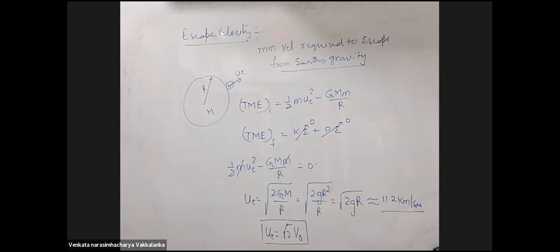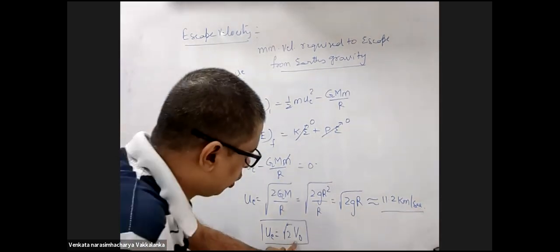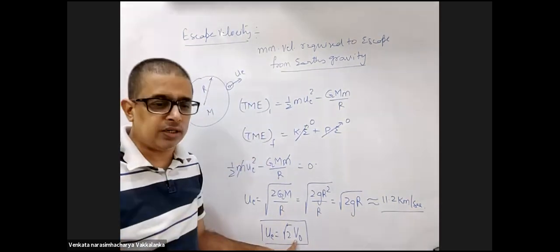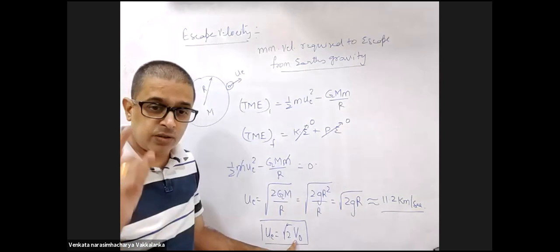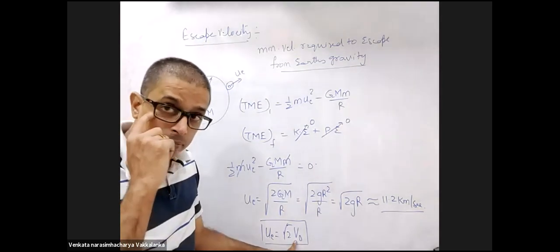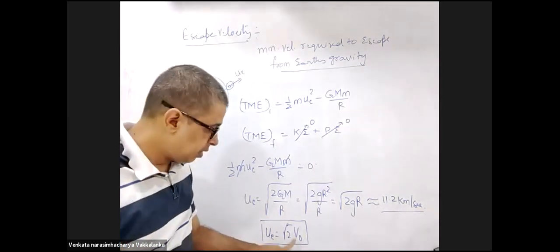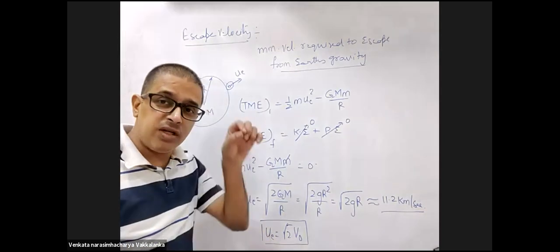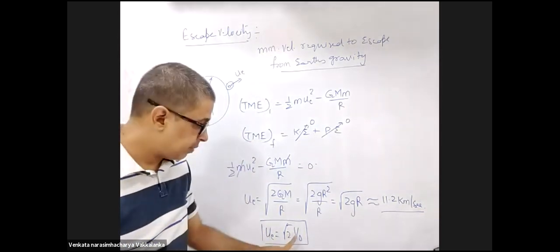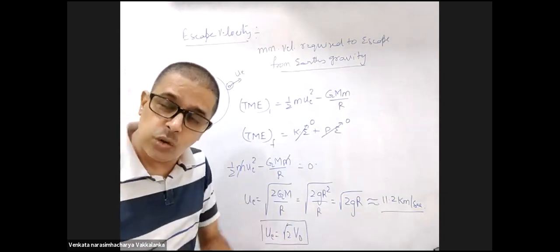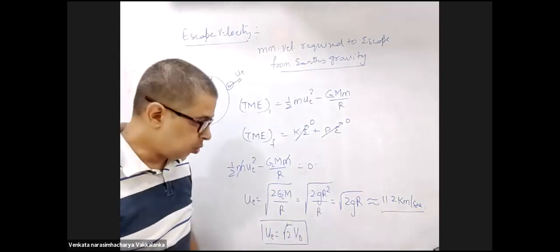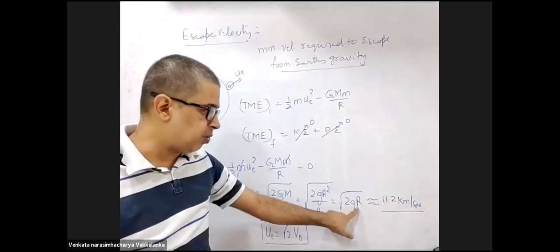Sir, this 11.2 is escape velocity from Earth's surface, right? Else it will be root 2 times v naught from any other point. Now v naught is the orbital velocity close to the Earth's surface. Now, all of you listen. This is a very valid point. This escape velocity is from the surface of Earth. Orbital velocity is close to the surface of Earth. Only close to the surface of Earth you will get under root gR.